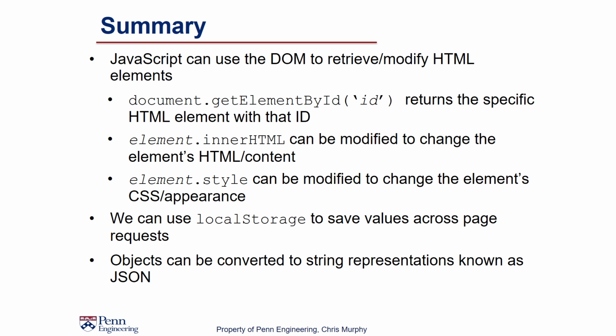In summary, we've seen here now how JavaScript can use the DOM to retrieve and modify HTML elements. It can use the getElementById function to return a specific HTML element, and then modify it using its innerHTML property or its style property. We can use local storage to save values across page requests, and even if the values that we want to store are objects, we can convert them to a string representation using JSON. We've only started to scratch the surface of how we can use JavaScript to modify HTML. We're going to see more of that in the next few lessons.